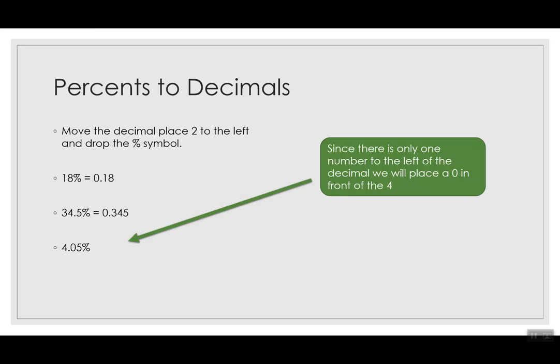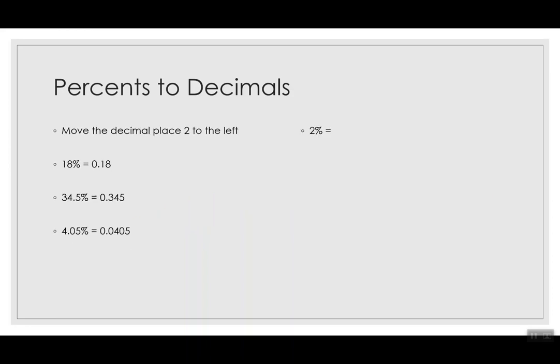0.405%. Since there's only one number to the left of the decimal, we place a zero in front of the four. Now when we move the decimal place two places to the left, we get 0.0405. Let's look at 2%. Since I only have one number two, I put a zero in front of it. Now I can move it two places to the left, which becomes 0.02.